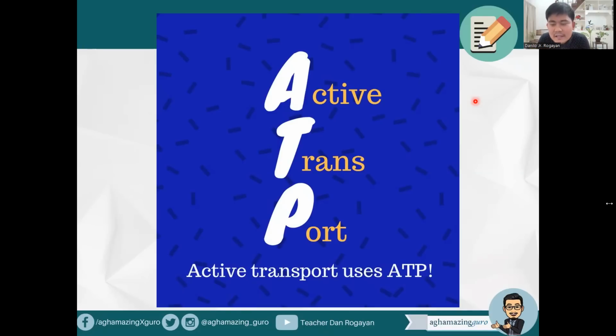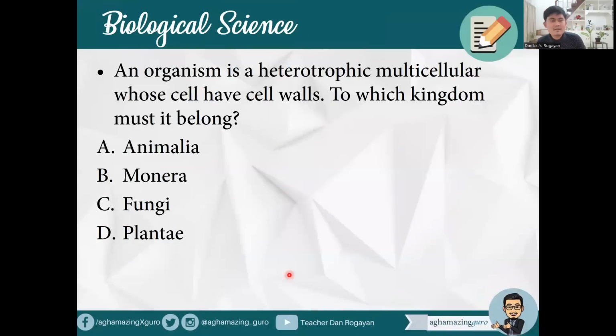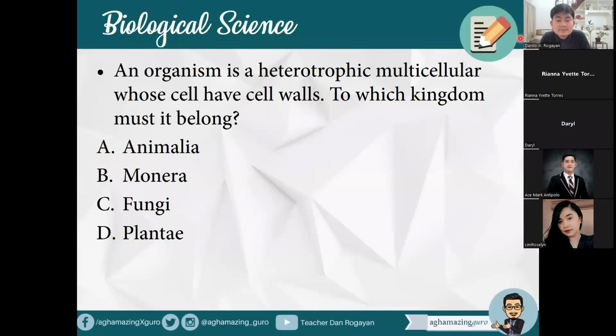So question, how do we call again the diffusion in water? Okay, through a semi-permeable membrane, so that is osmosis. Okay, so yeah. Pag active transport, this is against the concentration gradient. So usually pag nakikita nyo this is against concentration gradient, ang ilalagay natin doon is active transport. Okay? So an organism is a heterotrophic multicellular whose cells have cell walls. To which kingdom must it belong? A. Animalia, B. Monera, C. Fungi, D. Plantae.